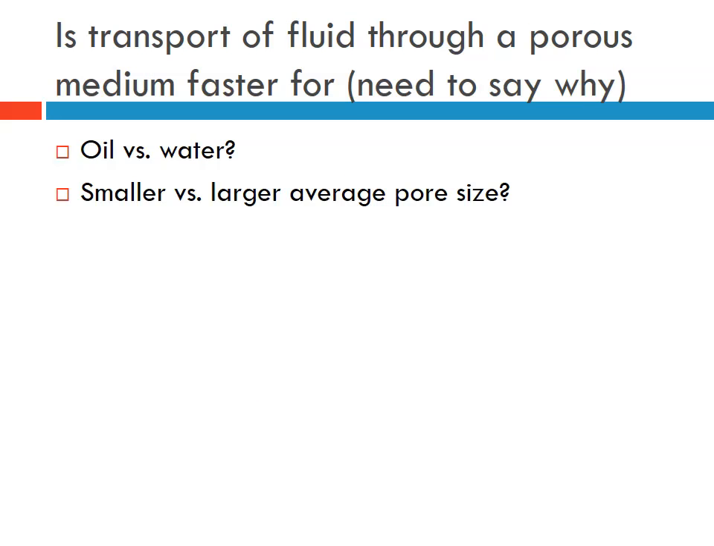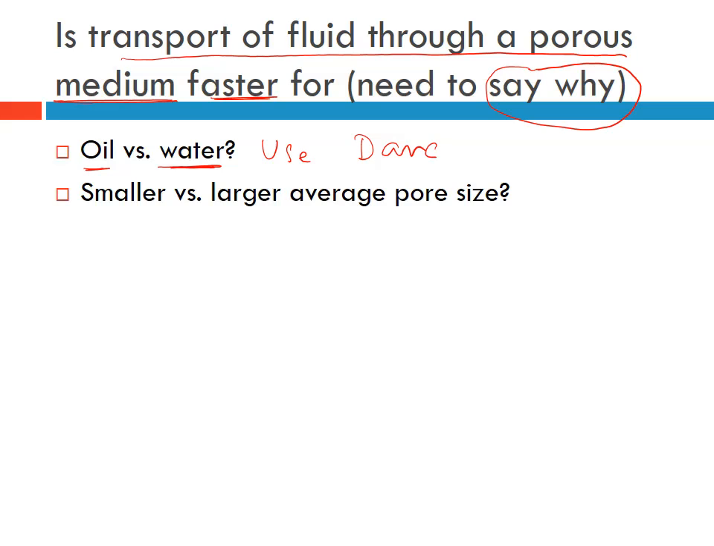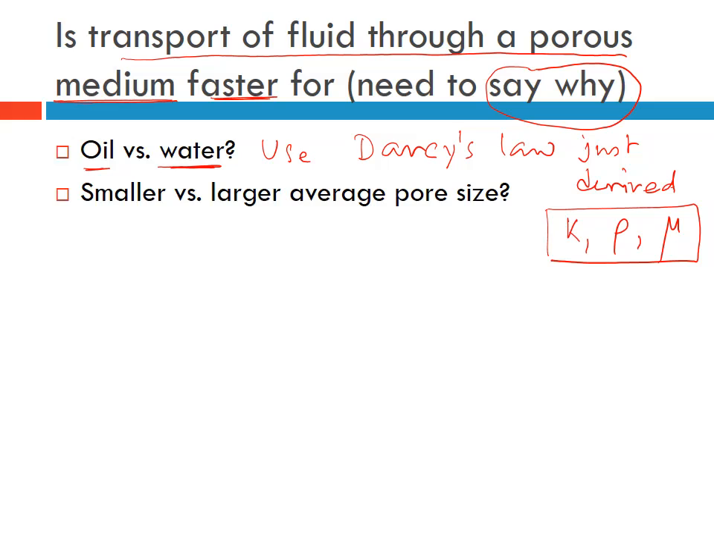So in a live classroom, of course, we will have questioning, but here are the two questions that I want you to think about. Transport of a fluid through a porous medium, is it faster for oil or water? Think of why, using the Darcy's law just derived. It has the K, it has the rho, it has the mu. So use the formula that we just derived to answer how the formula predicts how oil would behave through a porous media versus water.